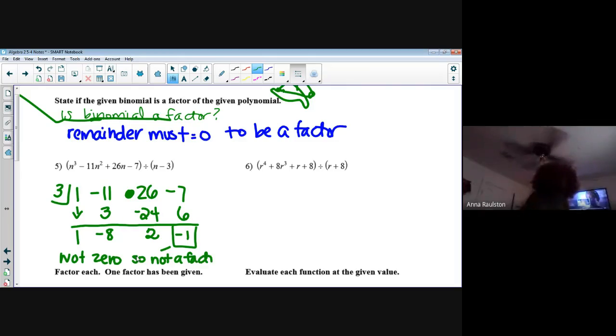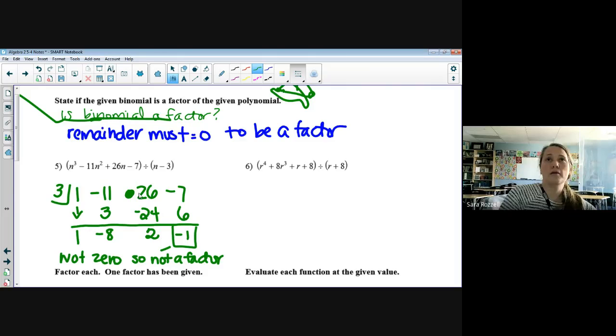What's that big circle there before the 26 for? I wrote a negative on accident and I was trying to scribble it off. Okay. Yeah. Just a mistake on my part.